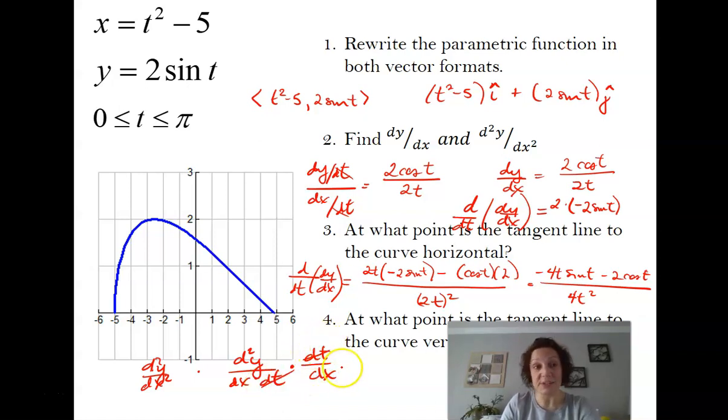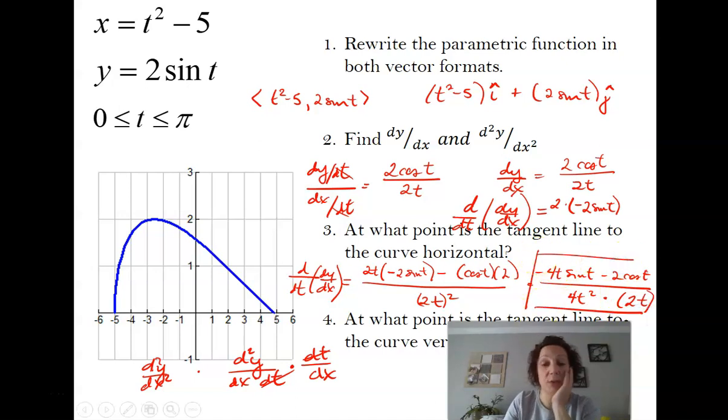Multiplying by dt over dx is the same as dividing by dx/dt, right? So all I have to do is take this and divide it by dx/dt. In other words, throw a dx/dt in the denominator. So my dx/dt here was 2t, right? And that adjusts it. Remember, when you're doing a second derivative, you always have to do that adjustment. You want d squared y dx squared, not d squared y dx dt. So you have to make sure it's in terms of x both times, even though you took the derivative with respect to t. So you've got to do that little adjustment at the end.